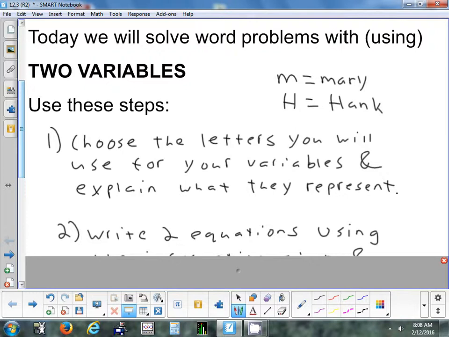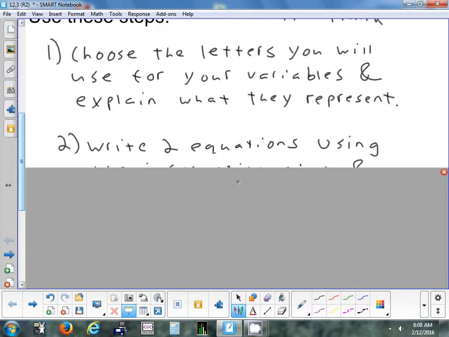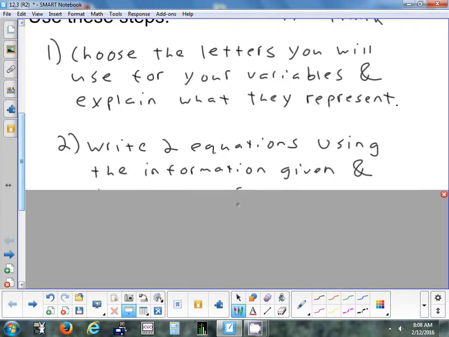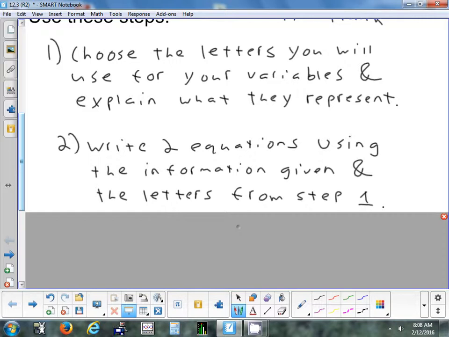All right, so after you pick your two letters, then we have to write two equations. These are going to be the equations that we solve. On the homework, you guys never had to make up your own equations. Every problem was already given to you because there were no word problems. So we're going to write our two equations from the information they give us in the problem. They'll give us a couple sentences.